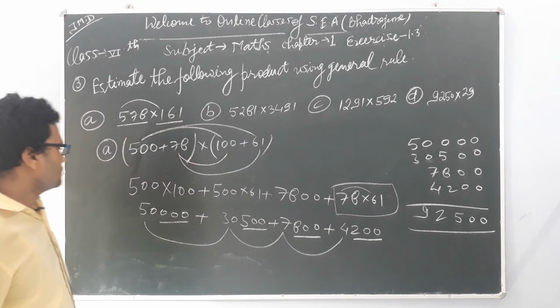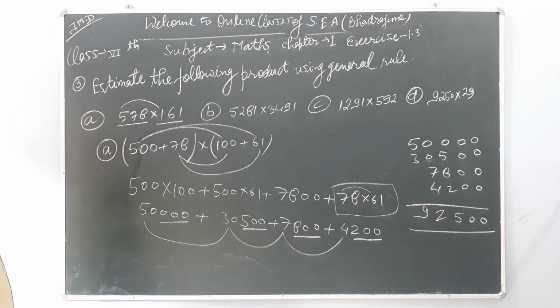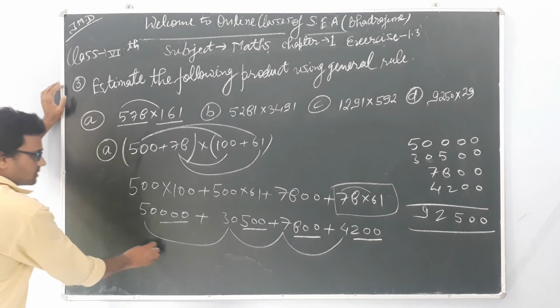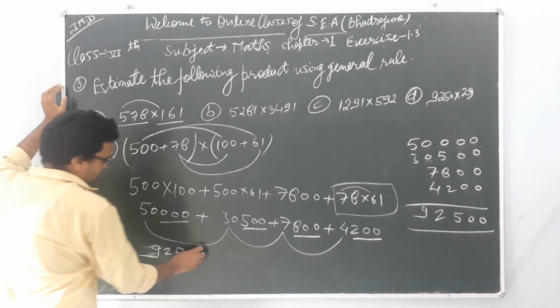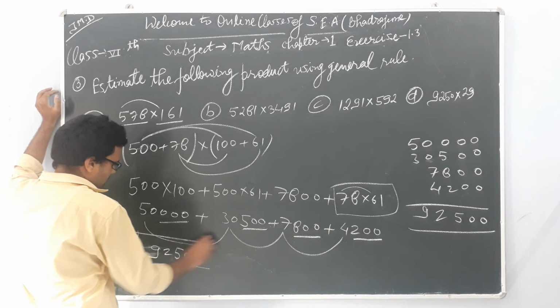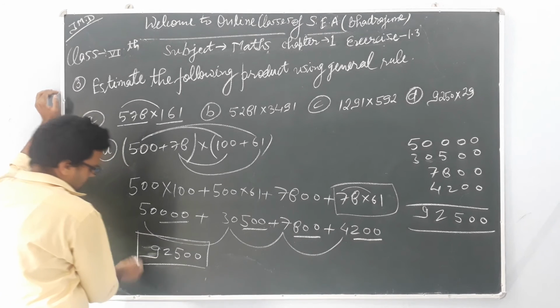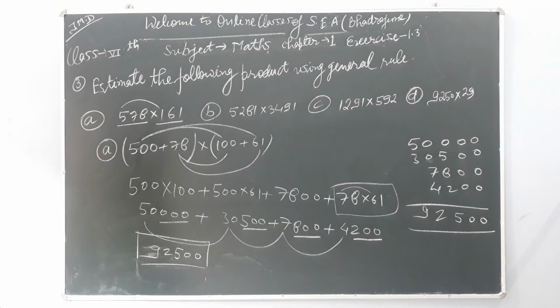92,500. Okay, this is equal to 92,500, and here after approximation, we are getting 92,500. Okay, this should be our answer. I hope you all got it.